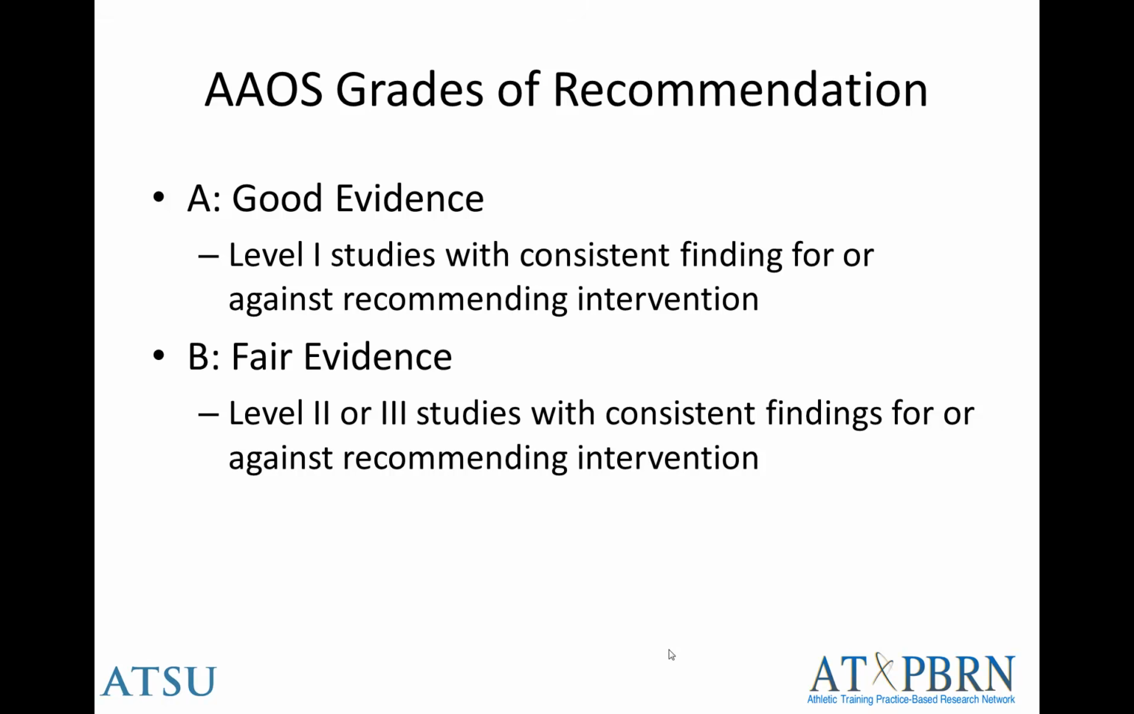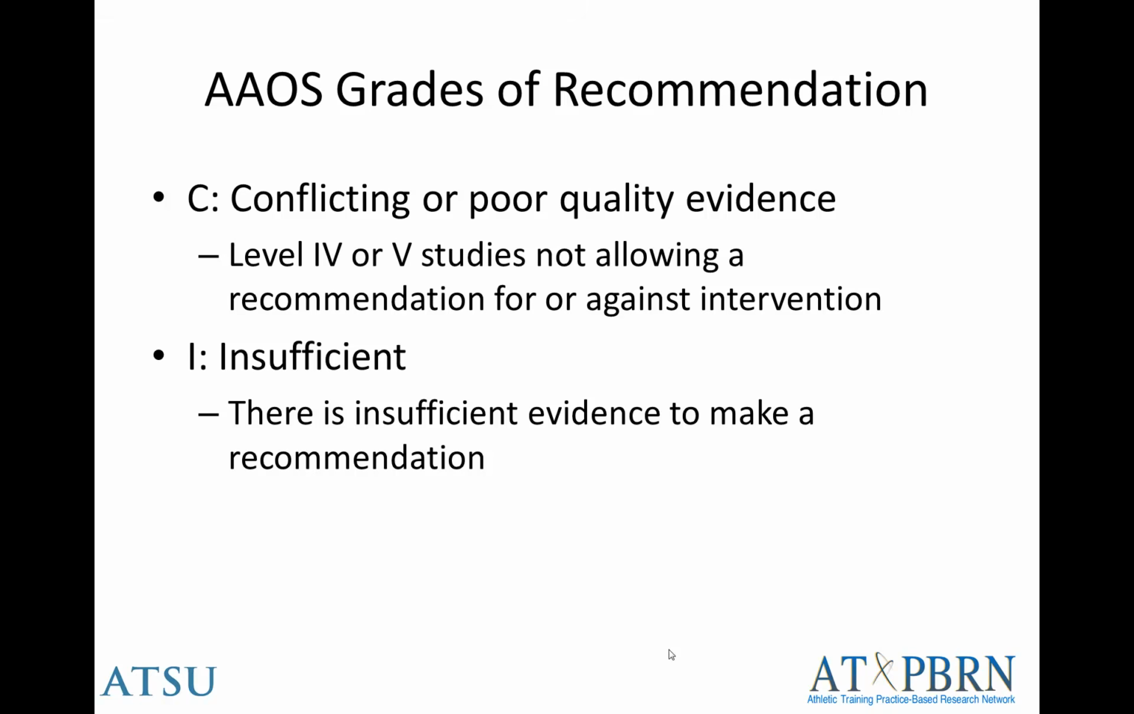With the AAOS, they use a taxonomy similar to Oxford, where A is good evidence, level 1 studies with consistent findings for or against recommending a particular intervention. B is fair evidence with level 2 or 3 studies with consistent findings. C would be conflicting or poor quality evidence with level 4 or 5 studies that do not allow a recommendation for or against an intervention. And I is that there's insufficient evidence to make a recommendation for clinical practice.